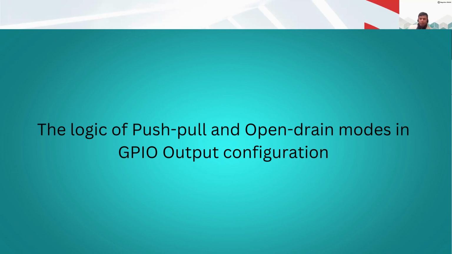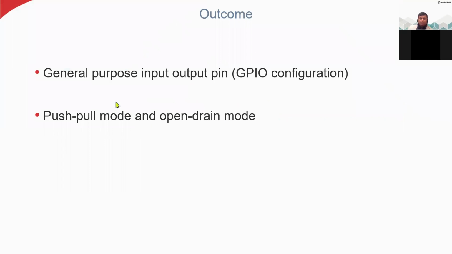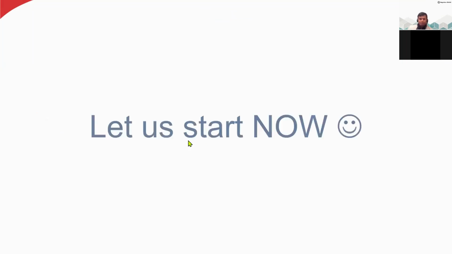Okay, general purpose input output, GPIO, we will see. The purpose of this lecture is mainly giving some more basics about GPIO and GPIO configuration. How can we configure GPIO in push-pull mode and open drain mode? What is push-pull and what is open drain? We will see that. So let us start now.